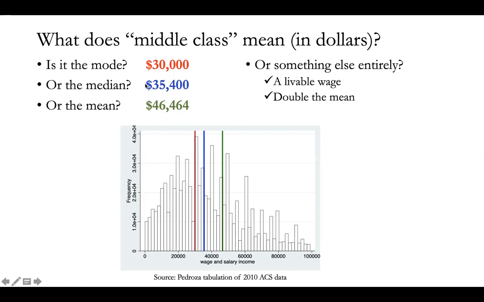You go to the median, and what's the median? That is the 50th percentile. That is represented by this blue line. So the mode and the median are relatively close. They're about $5,000 apart, both of them under $40,000. Pretty different and much lower than the mean. The mean is all the way up here at $46,000, and it's getting pulled to the right because of the outsized influence of high income earners.